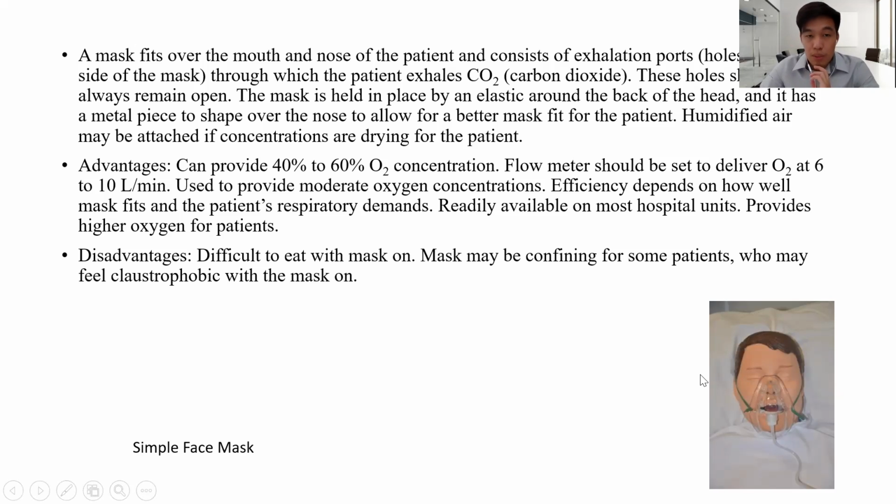Advantage is that it's 40 to 60%, which is higher compared to the earlier one. And the flow meter can be used to provide moderate oxygen concentrations, and is slightly more efficient. And it is readily available in most hospital units, and it can provide a high oxygen scale for patients. However, the disadvantage is that it is difficult to eat with the mask, as you can see here. So you might need to take off the mask when you want to eat or drink, or when you want to speak. And some patients will feel claustrophobic, as it's quite a big mask on the face.